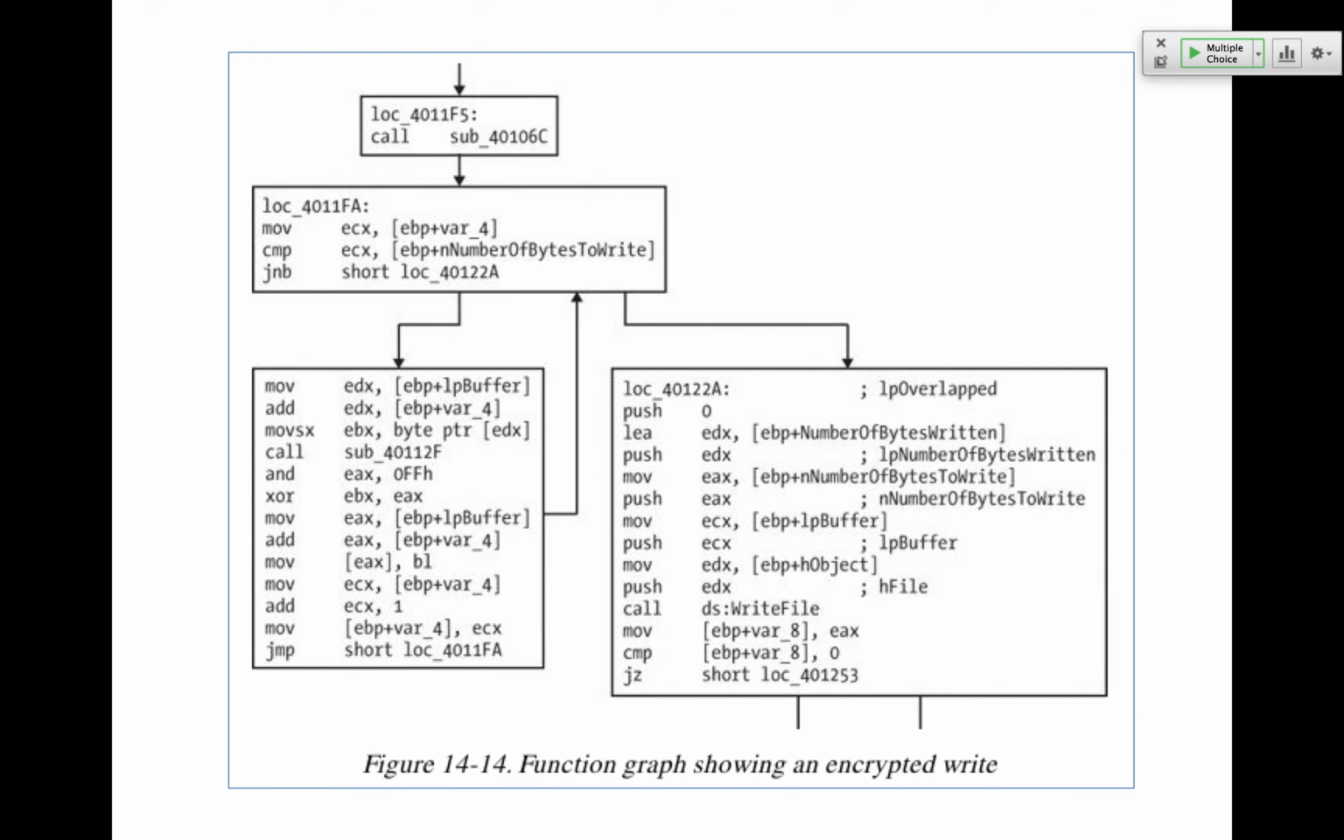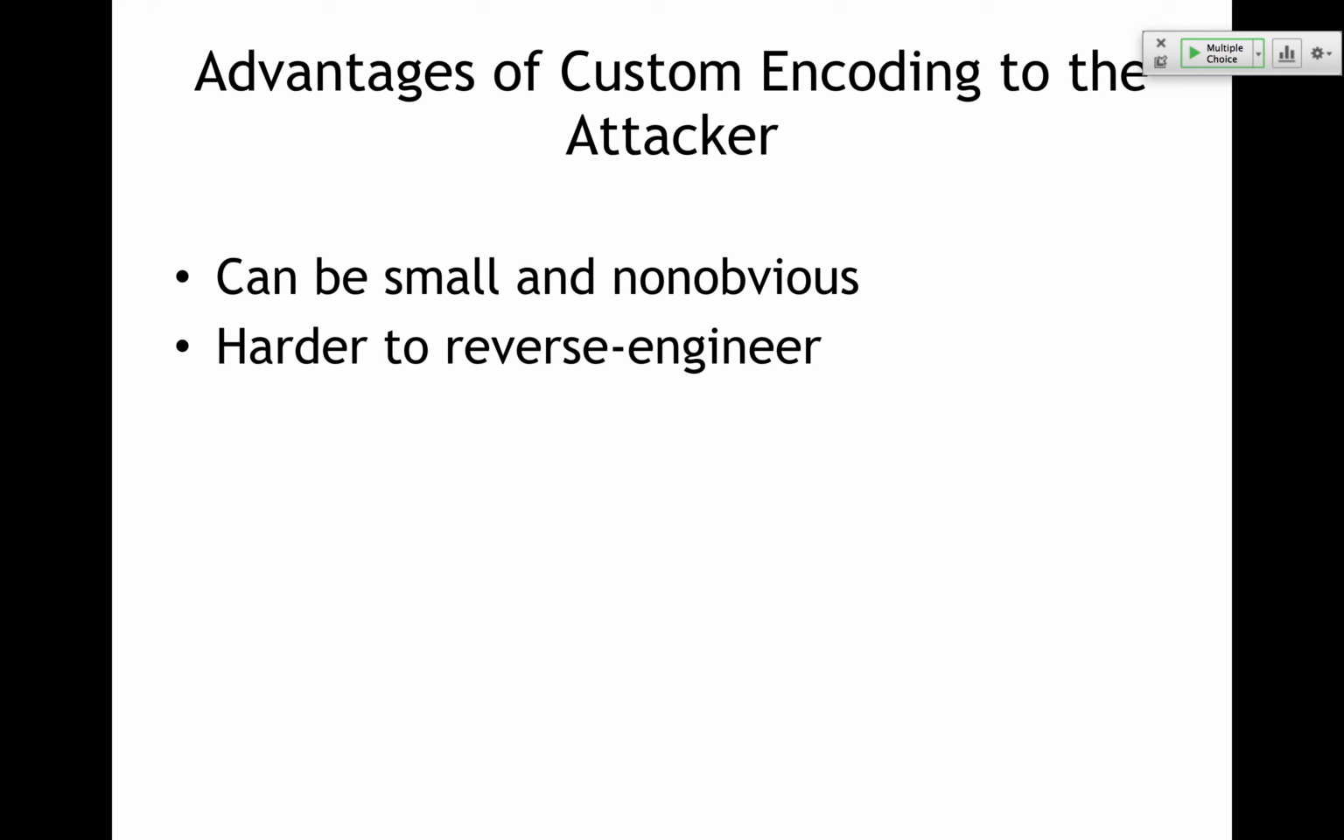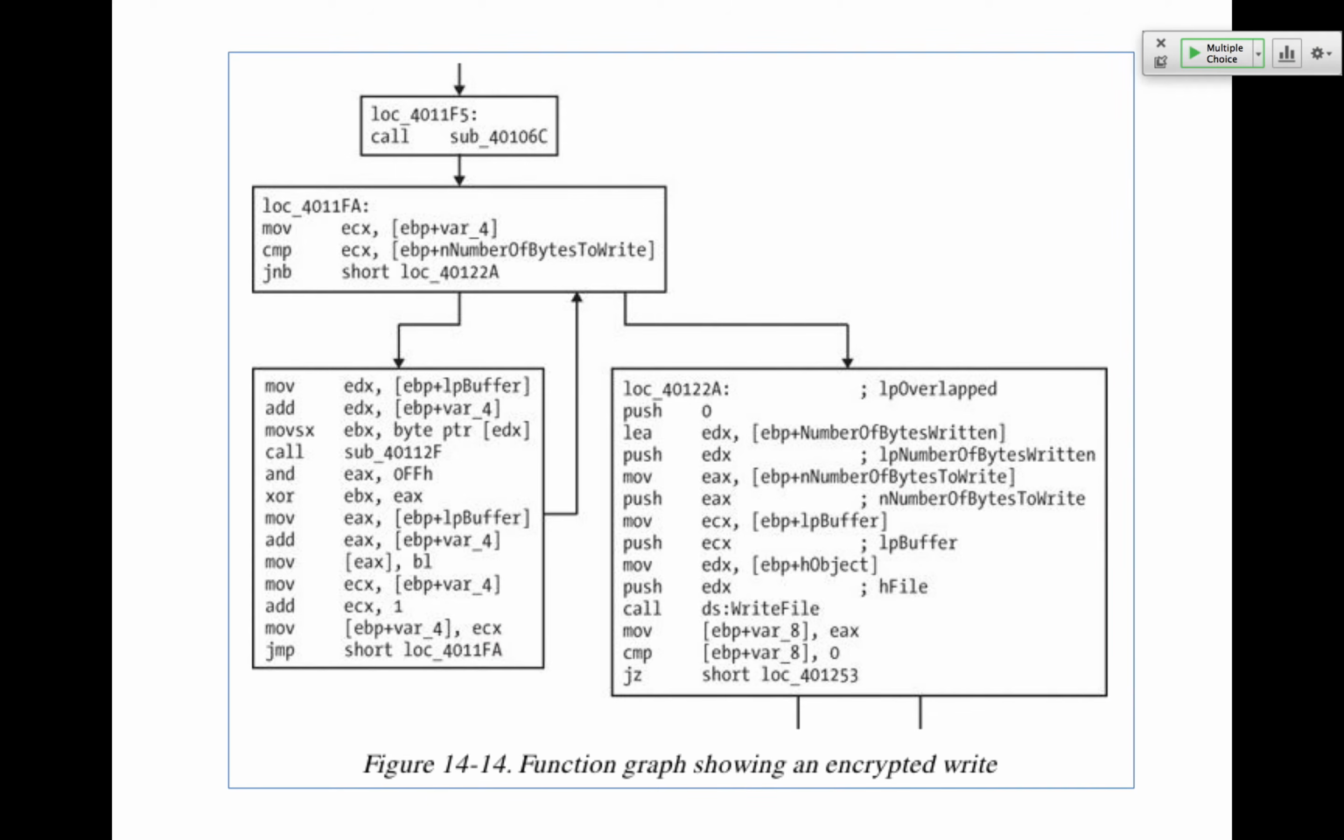You really will have to read the code to figure out how to reverse it. And that's the game. Custom encoding can be small and non-obvious and much harder to reverse engineer. You can't use a simple tool like the one we talked about before that would try to use single byte XOR encoding and find common strings. It won't do you any good here. The only way to do it is going to really be to read the code and figure out what it does. And that'll again stop the people that aren't trying pretty hard.